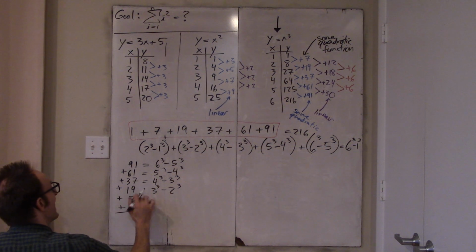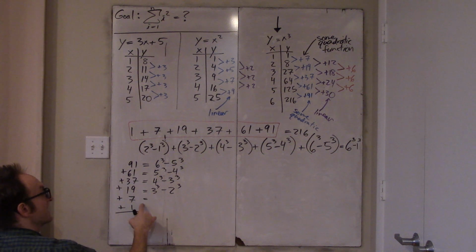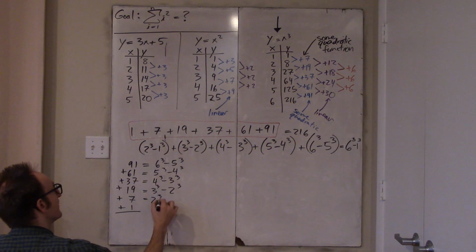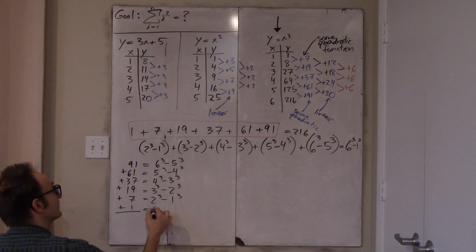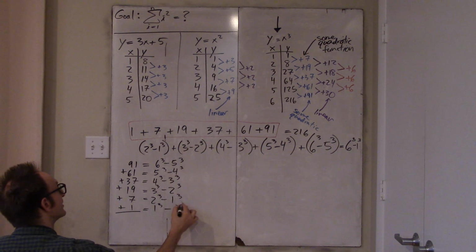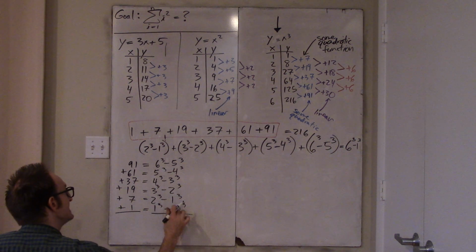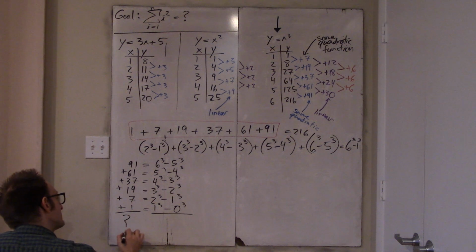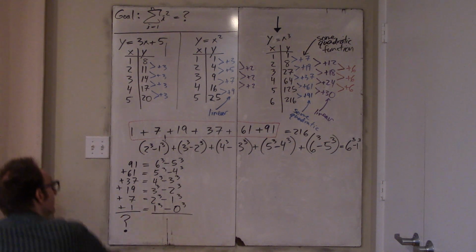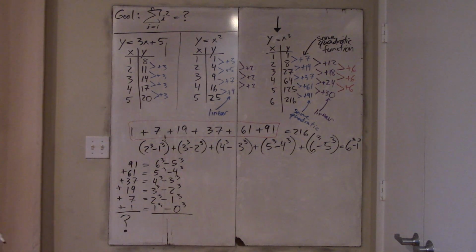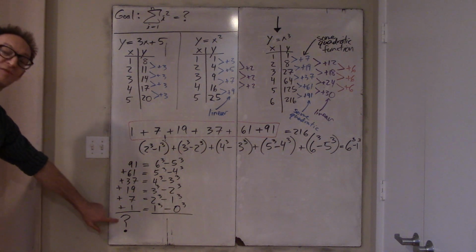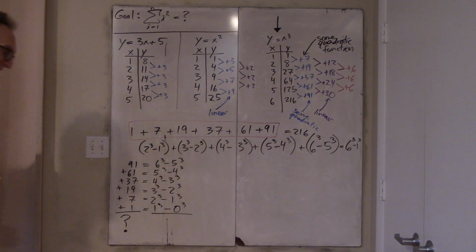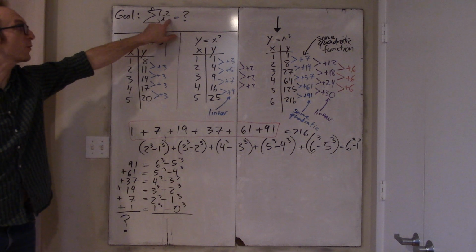I think of 7 as 2 cubed minus 1 cubed, and I think of 1 as 1 cubed minus 0 cubed. Although it's a little obscure what's going on here, you should feel that this is the kind of thing I'm looking for. This question mark down here in the bottom left-hand corner is sort of what I want.